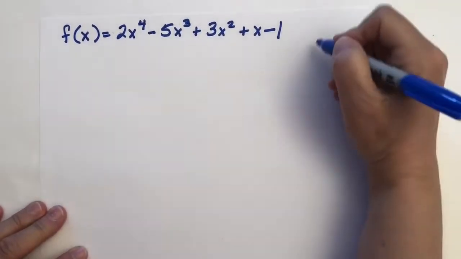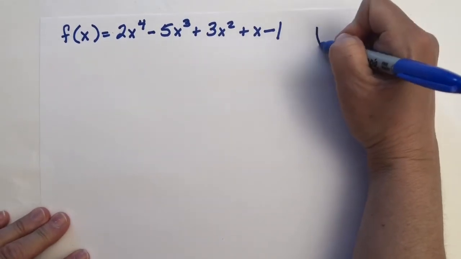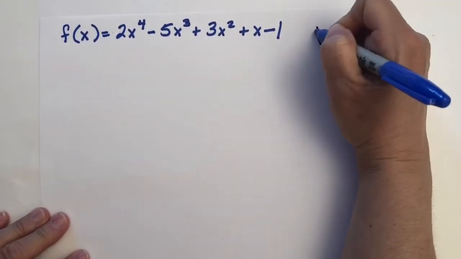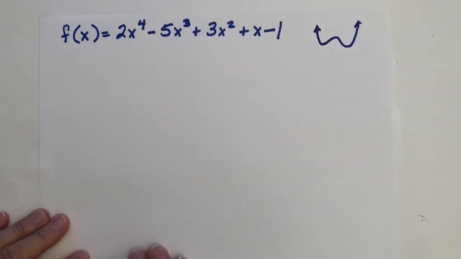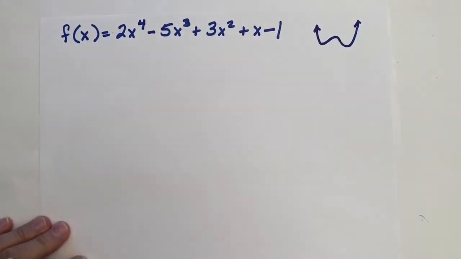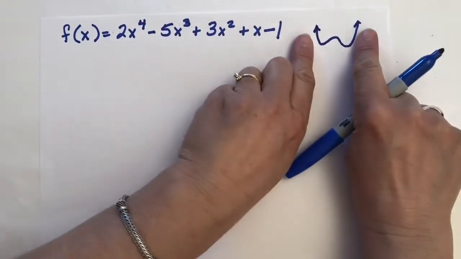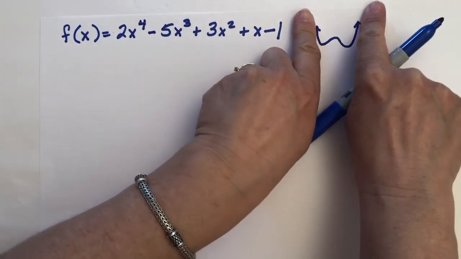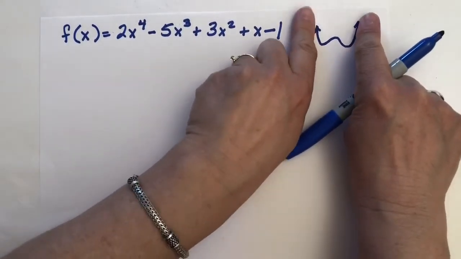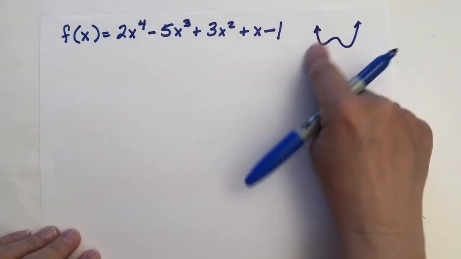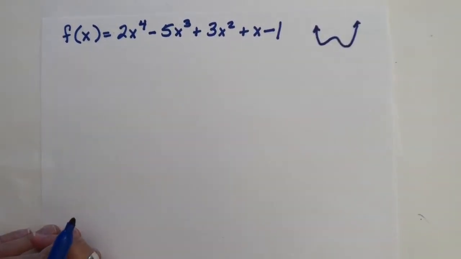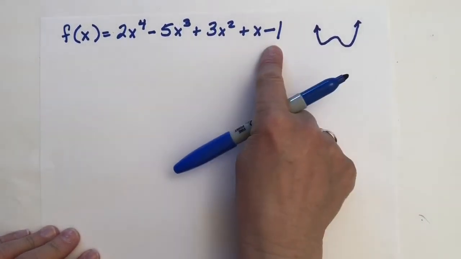So, generically speaking, I expect the graph will look something like this when we're done. Not exactly like that, perhaps, but the end behavior will be like this. We know it will be going up on the right and on the left. The details in the middle is what we're trying to figure out. But let's go. Let's get this factored.